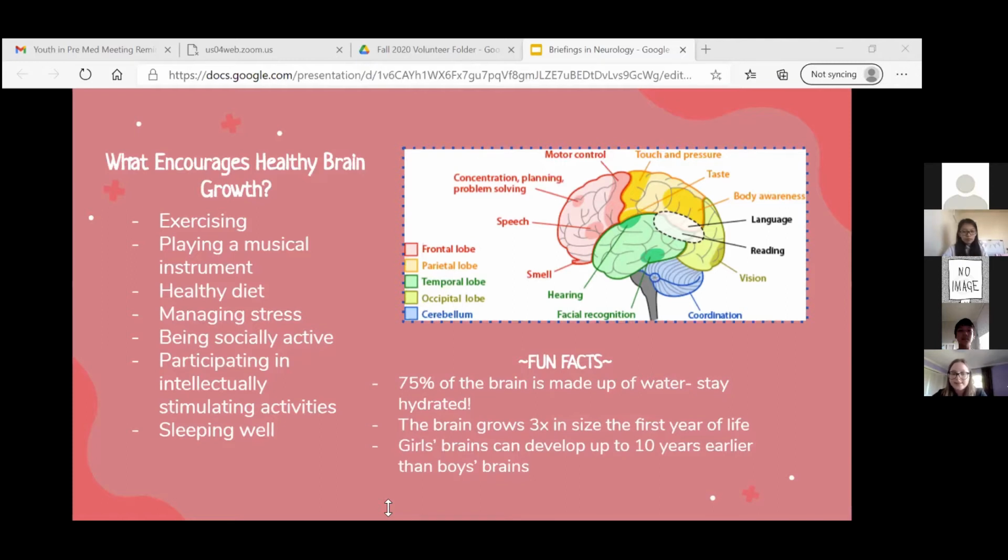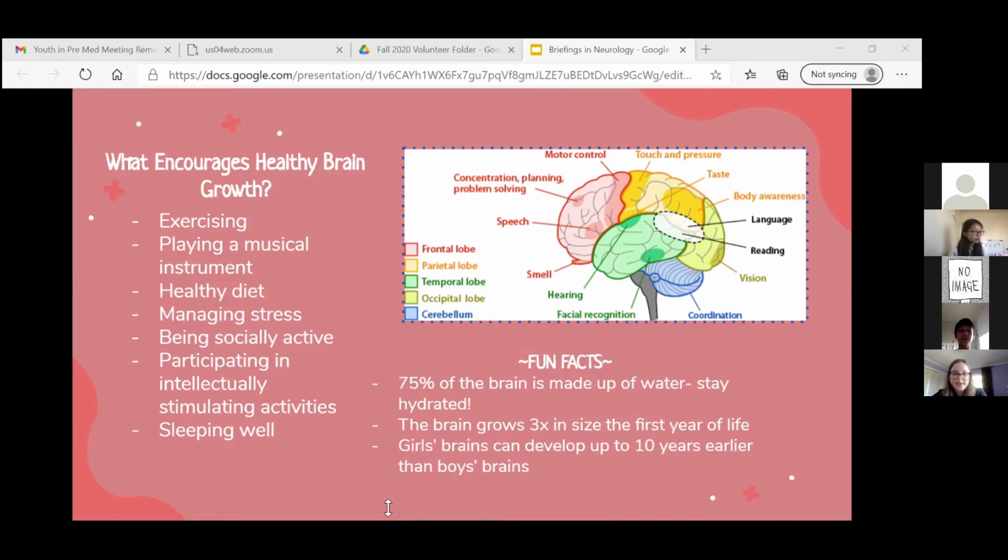So, fun facts: 75% of the brain is made up of water, and dehydration can cause negative effects on brain functions, so it's important to stay hydrated. Another interesting fact is that the brain grows up to 3 times in size its first year of life. Finally, the reason we say girls are often more mature than boys is because a girl's brain can develop up to 10 years earlier than a boy's.